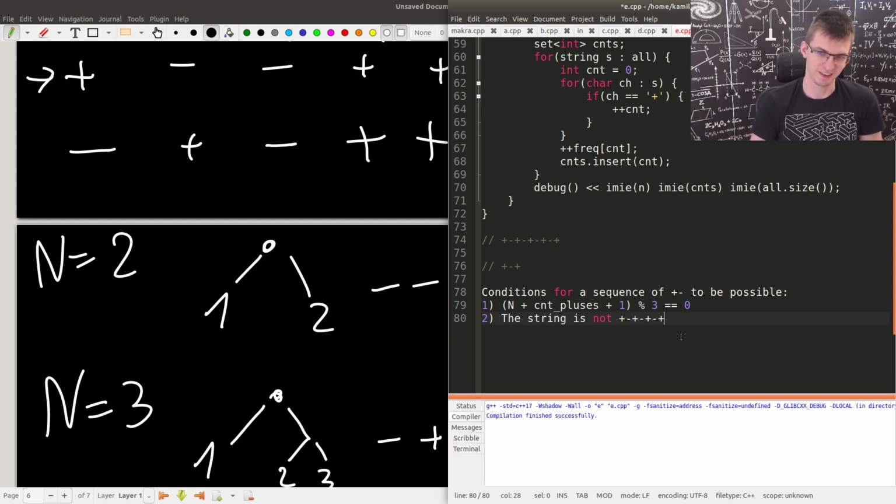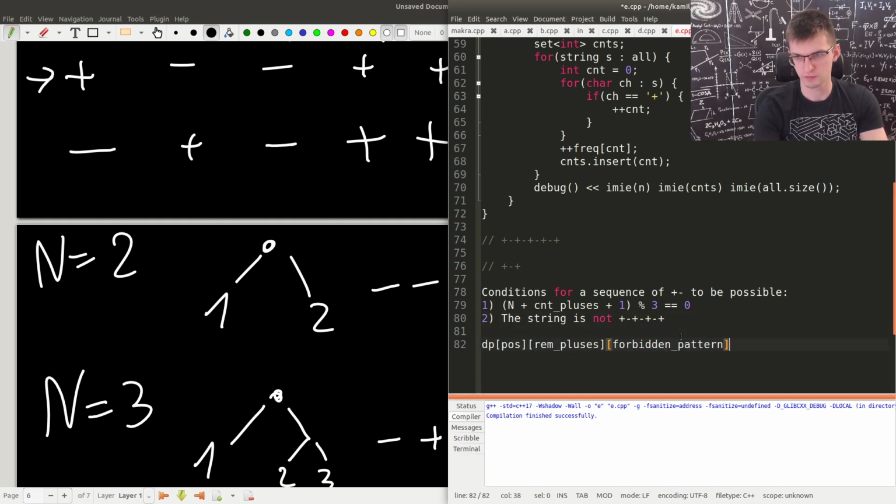This gives me a dp, because it will be just dp on what's the current position, what's the divisibility by 3, so remainder modulo 3 of the number of pluses taken, and whether we still follow this pattern, whether we always have just plus minus. At the end, I don't want this to be true for odd n, and this plus n plus 1 modulo 3 must be 0.